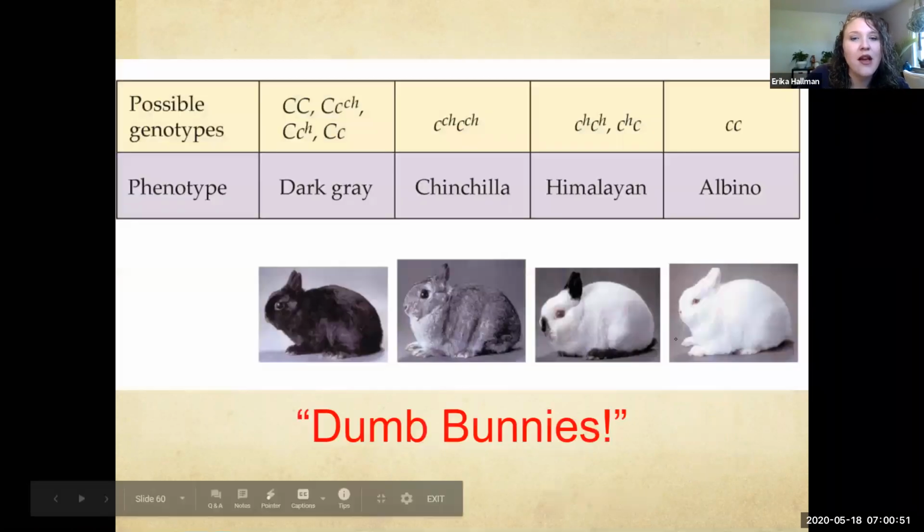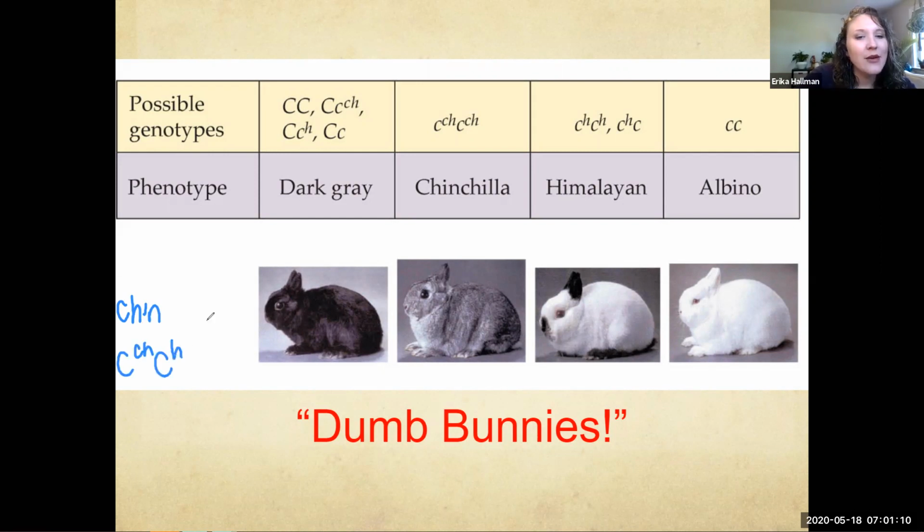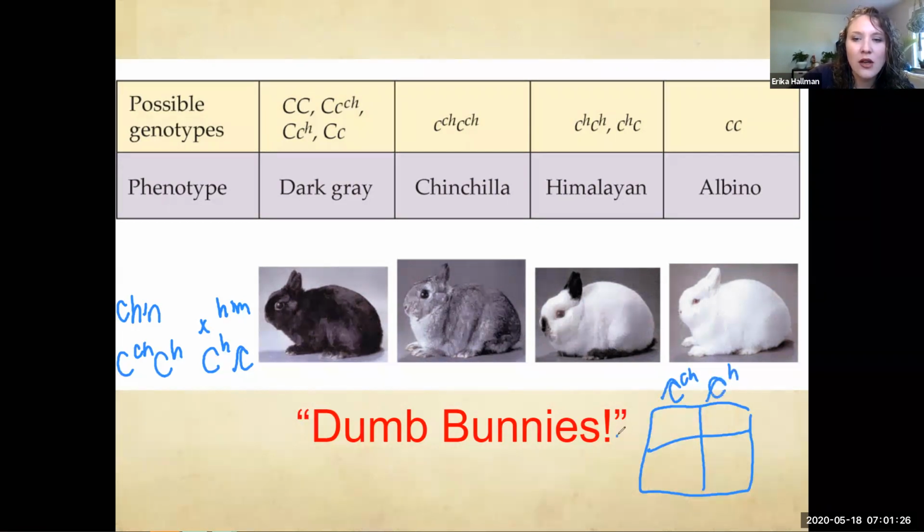So if we're determining the phenotypes of these bunnies, I don't know why you would waste your time trying to do that. But let's just say that we have a chinchilla that happens to be c, ch, ch, and let's say we cross that with a Himalayan, which happens to be ch, little c. All right, so if we were to do that Punnett square, set it up like normal. So we'll put the little c, ch, little ch, little ch, little c, and we would do the Punnett square.